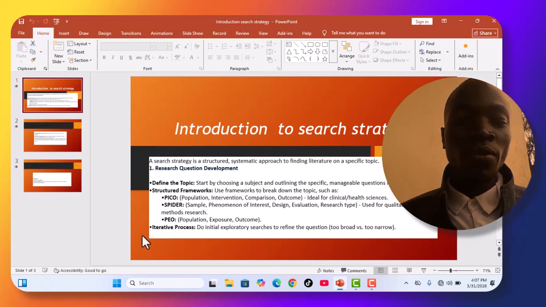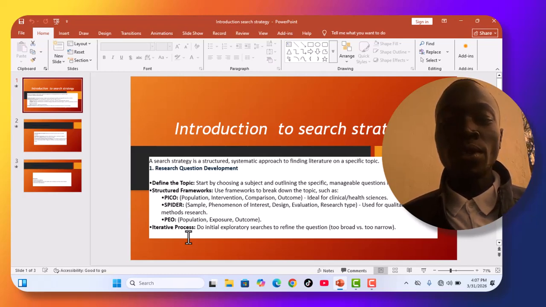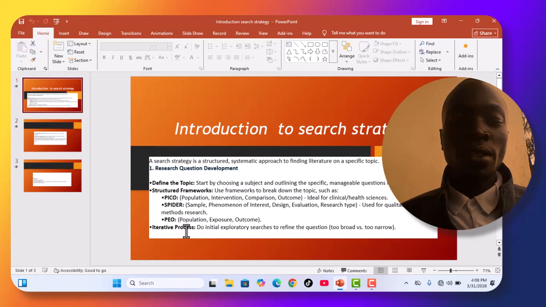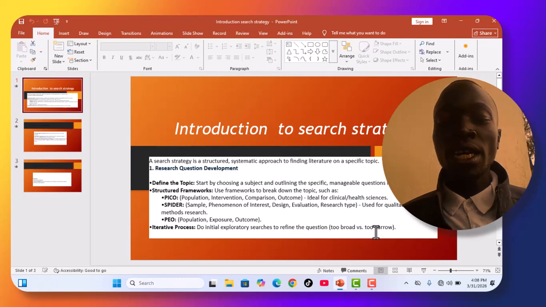So you move to the next, the iterative process. Do initial exploratory research to refine the question, for example if it is too broad or too narrow. I repeat, do initial exploratory research to refine the question, too broad versus too narrow. This one will help you to compare the broad questions and the narrow questions while you're doing your research.